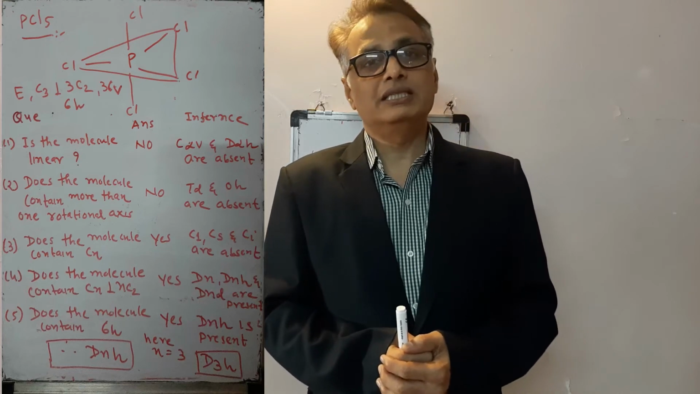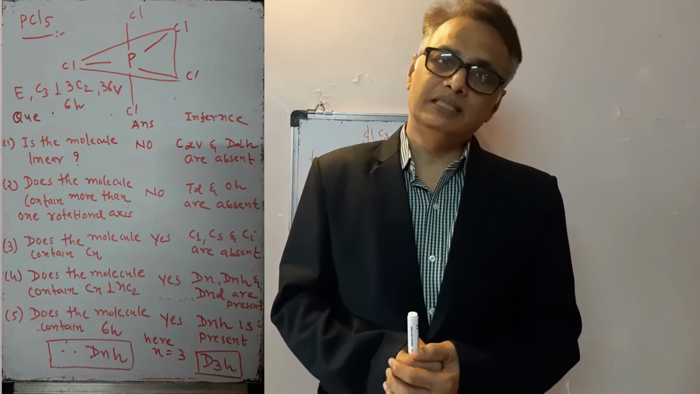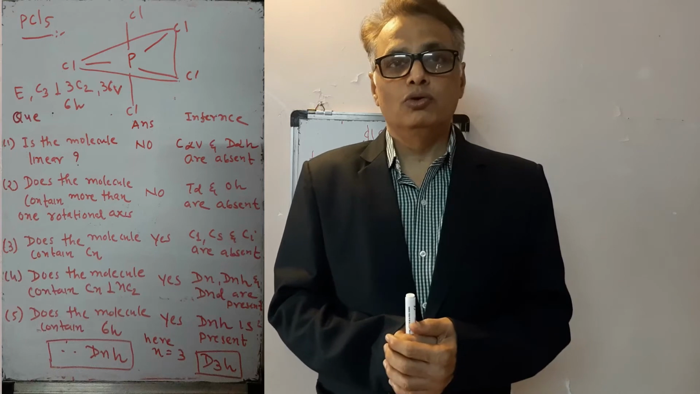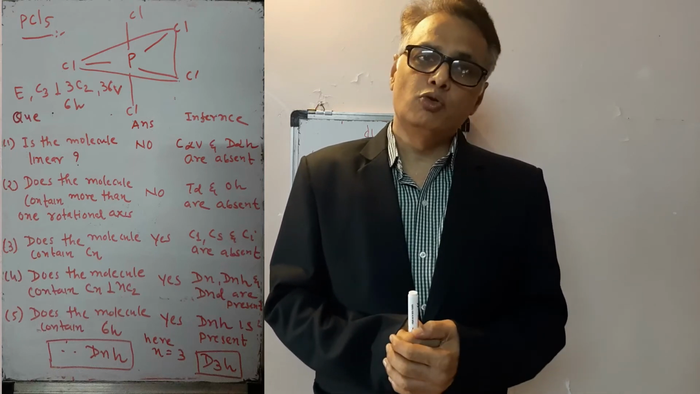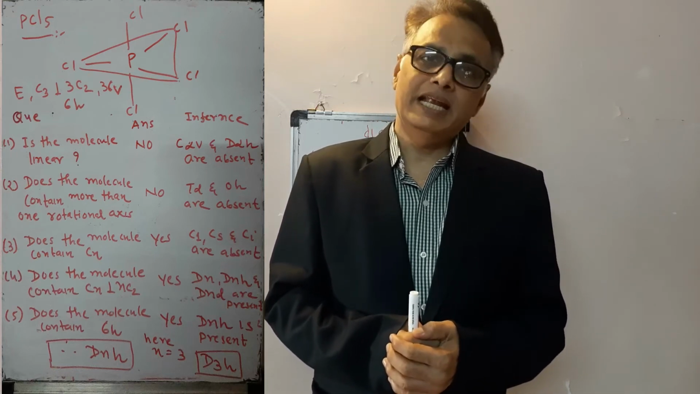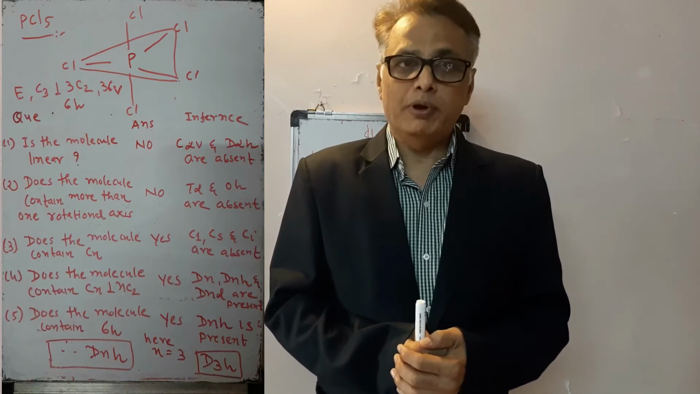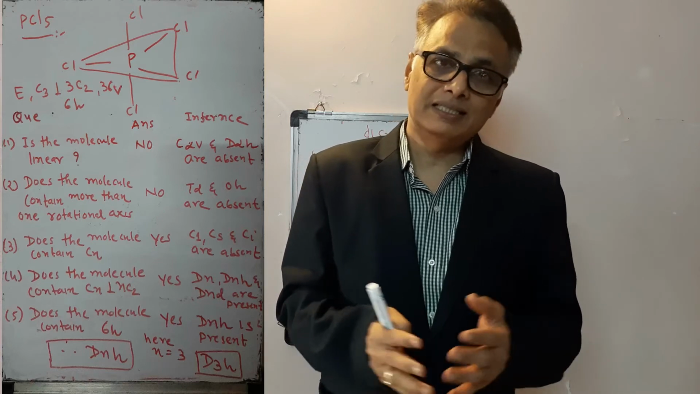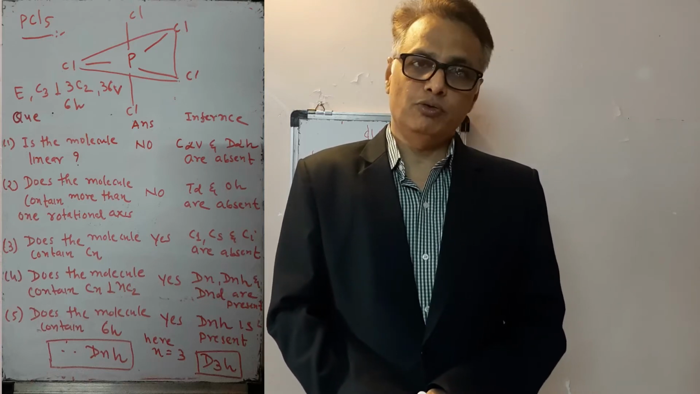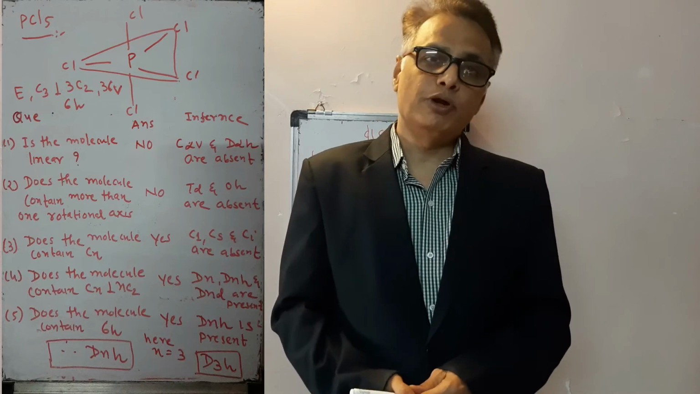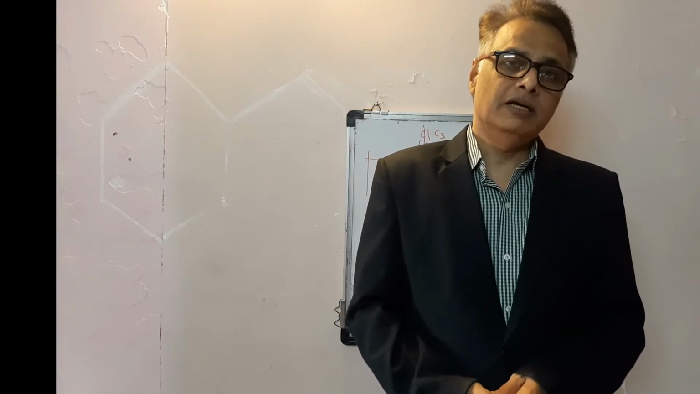Does the molecule contain Cn perpendicular to an nC2 axis? The answer is yes. Therefore, it belongs to the dihedral group. Dn, Dnd and Dnh are present. Next question, does the molecule contain a horizontal plane of symmetry? The answer is yes. Therefore, it belongs to the Dnh point group. Here n is equal to 3. Therefore, the point group of this molecule is D3h. PCl5 is an example of a molecule which belongs to the Dnh point group.